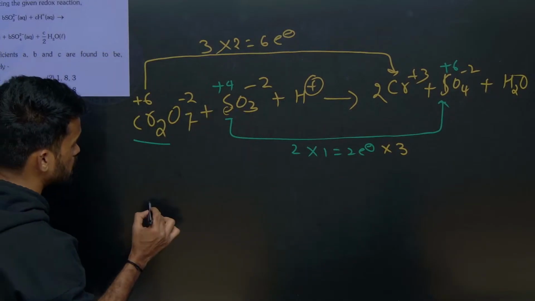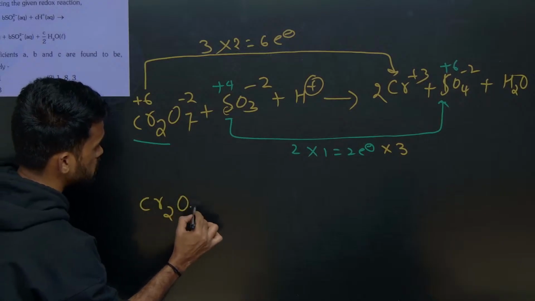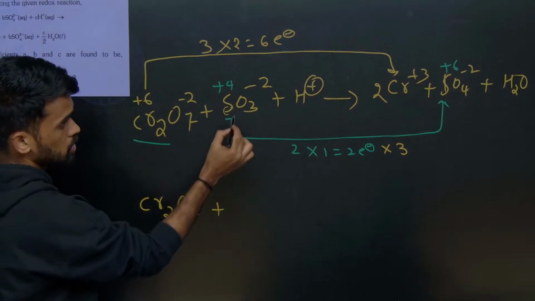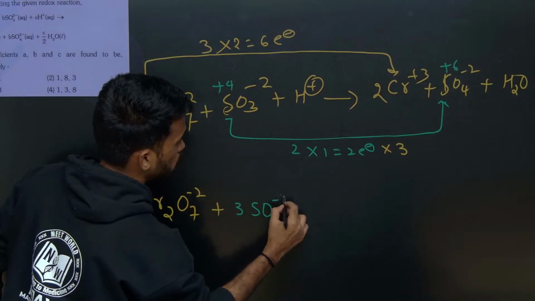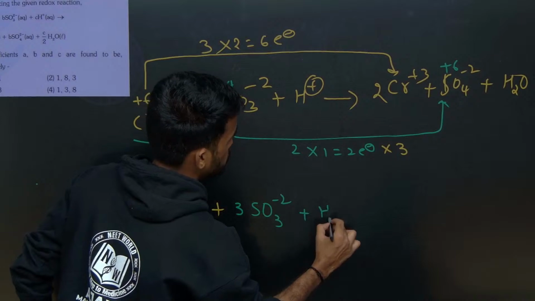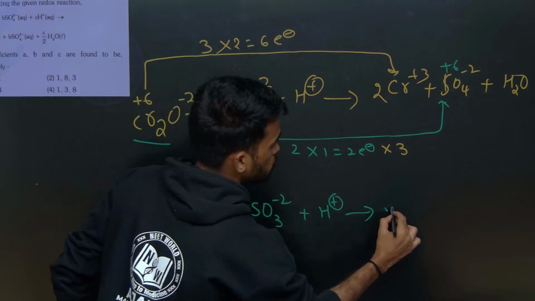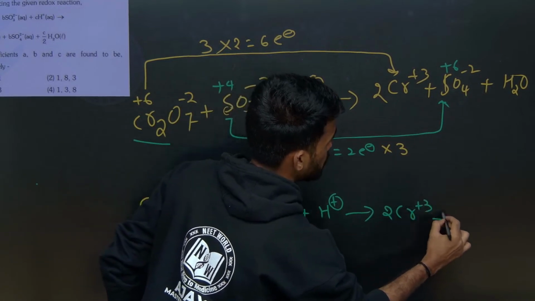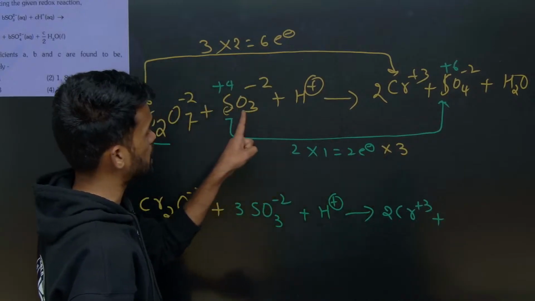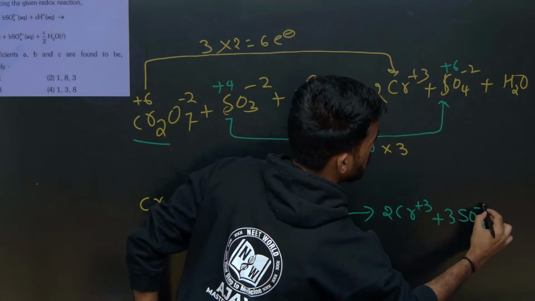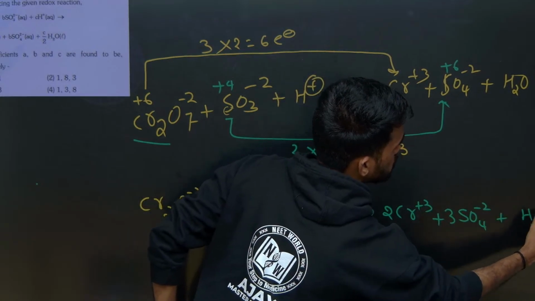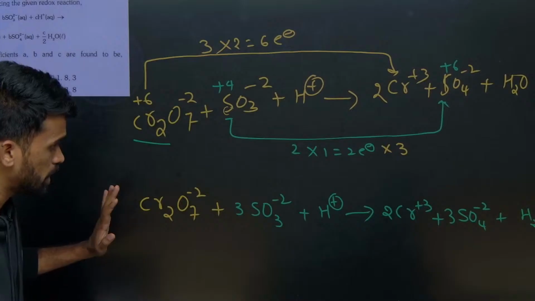So what is the equation I should write now? Cr2O7 2- plus, this should be multiplied with 3, so 3SO3 2- plus H+ gives rise to 2Cr3+ plus 3SO4 2- plus H2O, with the numbers multiplied here and also here. So this is the equation we got. I hope it is clear up to here.